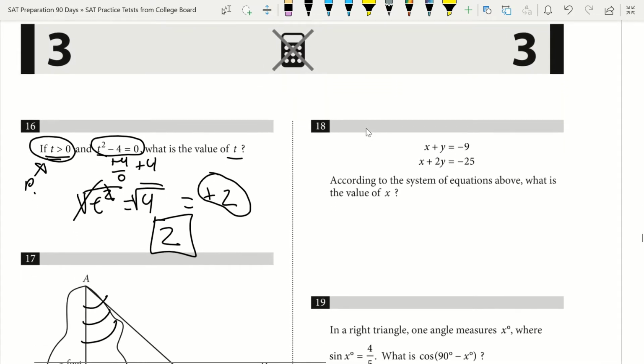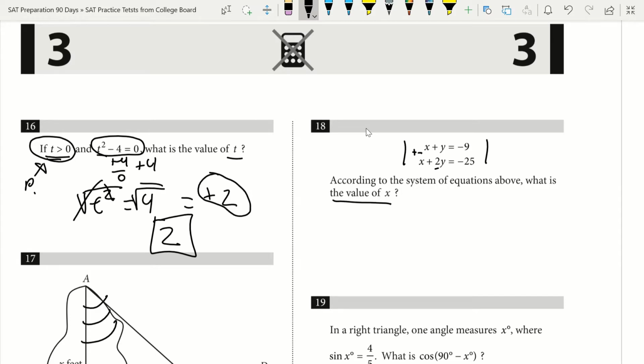All right, 18. According to the system of equations above, what's the value of x? Okay, one thing I'm immediately looking at is that I have stacked equations. I talked about this before, but I'm going to look to add or subtract to get rid of the variable that I don't need. In this case, I'm asked for the value of x, so I'm going to look to add or subtract y to get rid of it.